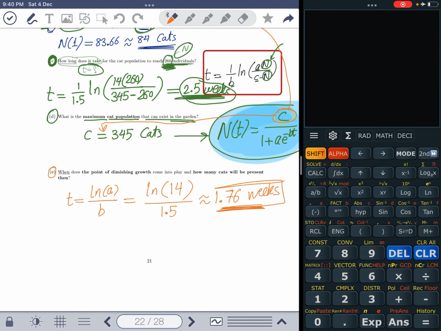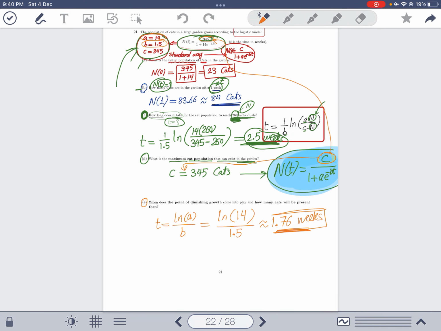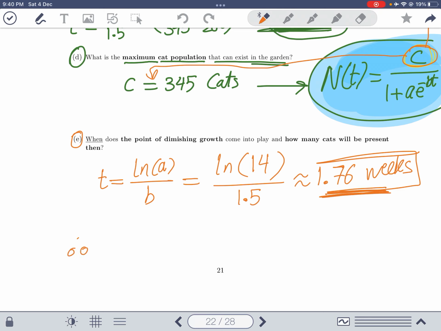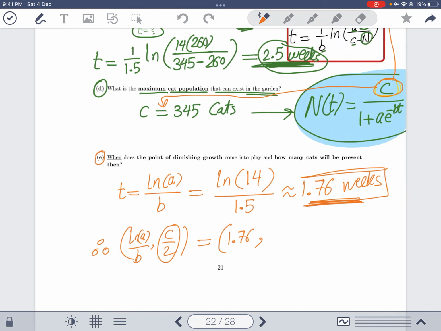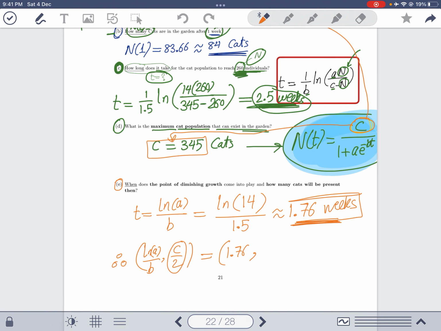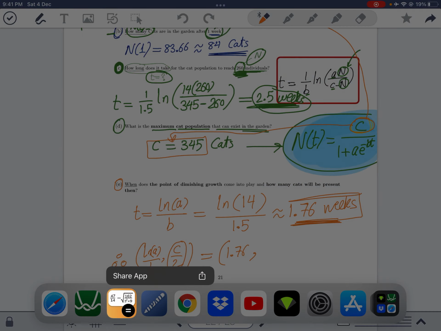Okay, and to check that this is really the inflection point, the right point, the point will be t, comma, c over 2. This t is the ln A over b. So this point, ln A over b with y coordinate c over 2, will be 1.76, comma, c over 2, the maximum, 345 over 2. What would that be?